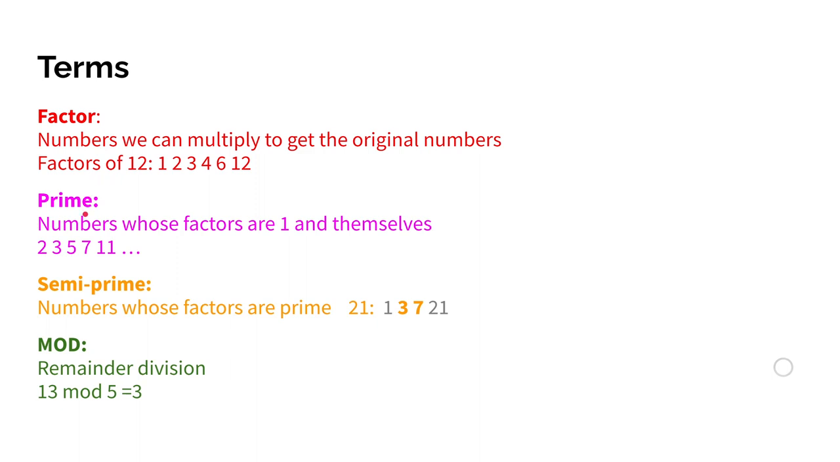The second term is prime numbers. These are numbers whose factors are 1 and themselves. Here we can see 2, 3, 5, 7, 11, etc. Semi-prime numbers are numbers whose factors are prime numbers. For example, 21 has the factors 3 and 7, which are prime numbers. Therefore, 21 is a semi-prime number. And the last one is mod, the remainder of division. Let's say 13 mod 5 equals 3. It means when we divide 13 by 5, the remainder is 3. So this is the definition of this term.